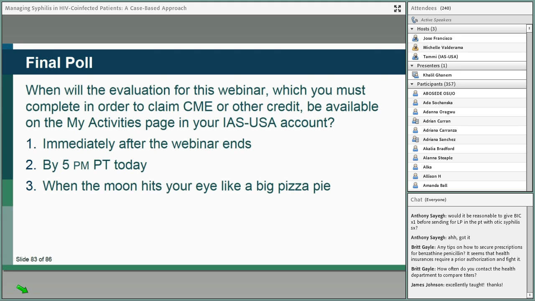I just got one more. Is 10 days okay for neurosyphilis? CDC says 10 to 14 days. Yes, 10 days is fine. 14 days is fine. 10 to 14 days, perfectly fine.